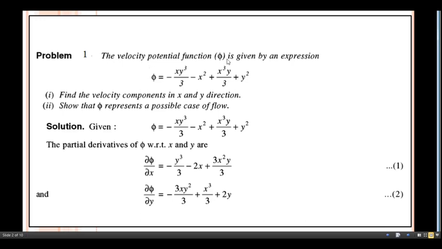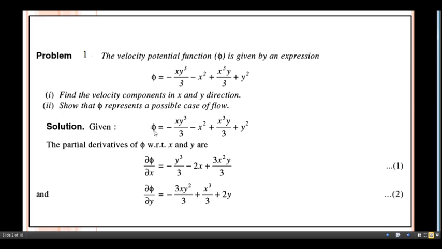The velocity potential function phi is given by an expression phi equals minus xy cube by 3 minus x square plus x cube y divided by 3 plus y square. Find the velocity components in x and y direction so that phi represents a possible case of flow.